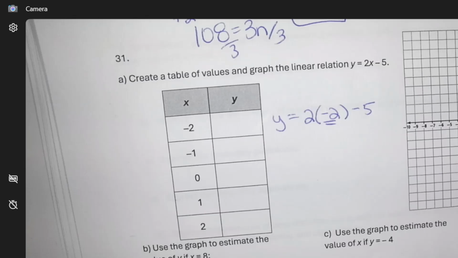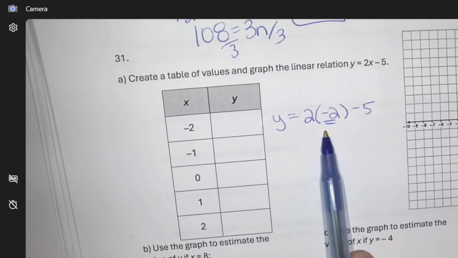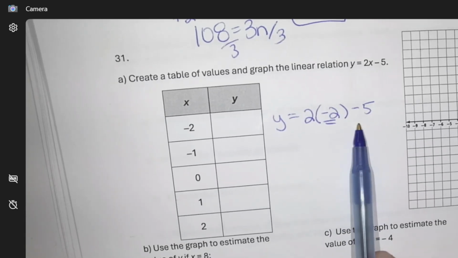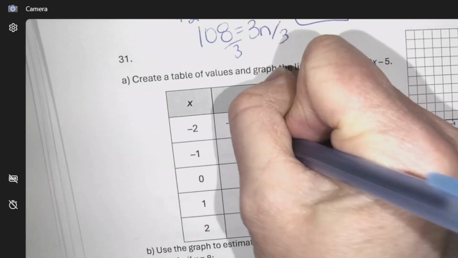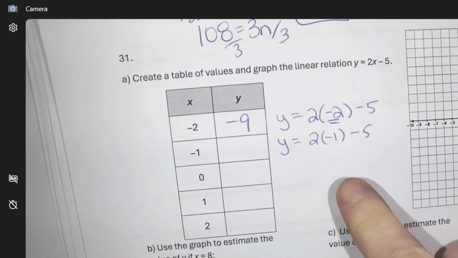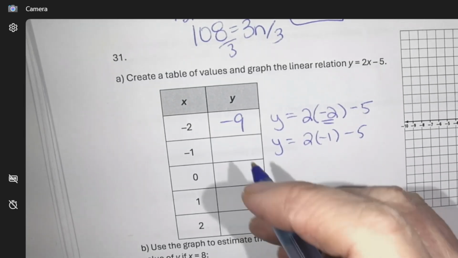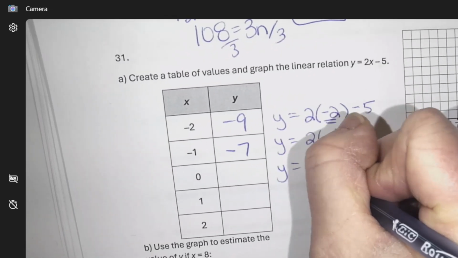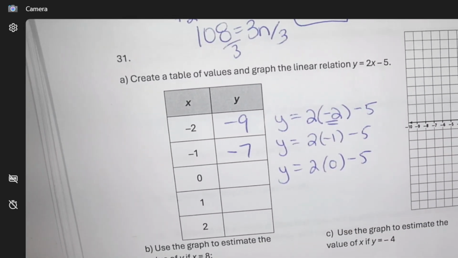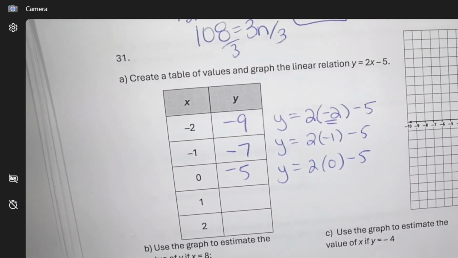Okay, I'm going to check your mental math. What's 2 times negative 2? Negative 4. Subtract 5. Negative 9. Okay, what is 2 times a negative 1? Negative 2. Subtract 5 more. Oh, was it negative 2? This one should be that fast. What's the answer there? Negative 5.